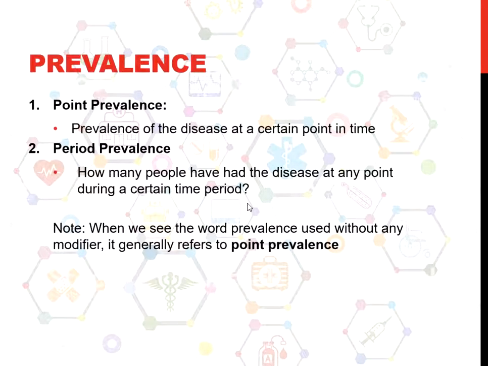Point prevalence is prevalence of the disease at a certain point of time. Period prevalence, how many people have had the disease at any point during that certain time period. So, yung pinagkaiba niya, point is time, period is kung ilan yung tao. Note, when we say the word prevalence used without any modifier, it generally refers to point prevalence. So, pag binabanggit ang prevalence at walang sinabing ibang modifier or ibang adjective to describe it, point prevalence yung ating tinutukoy.